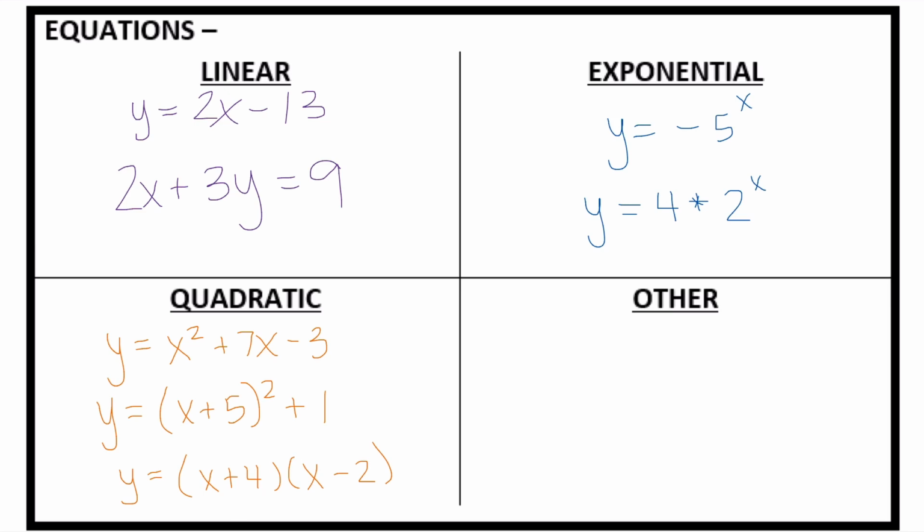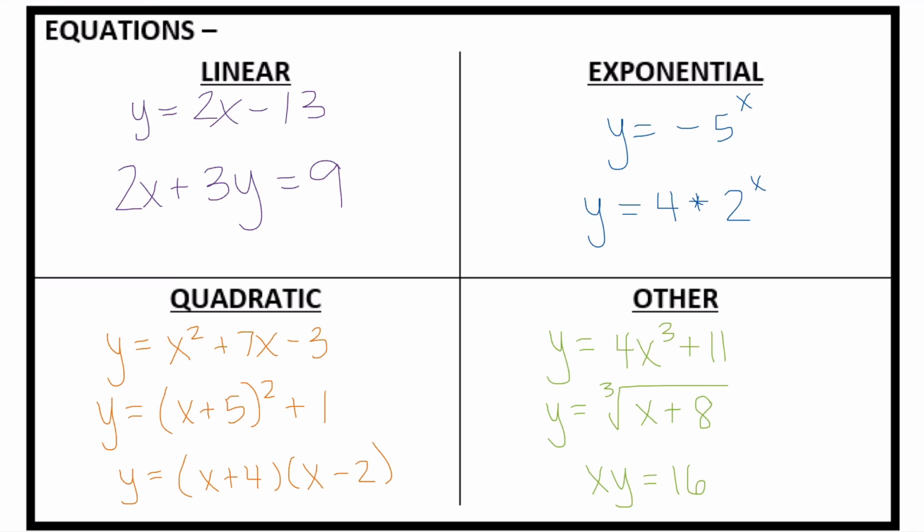And lastly, there are equations that are other. They are not linear, not exponential, or quadratic. They're simply other. Some examples of that would be y equals 4x to the third plus 11, because it has an exponent of 3. Or if it has a radical, that would be an other situation. Or if x and y are being multiplied together, that would be an other type of situation.